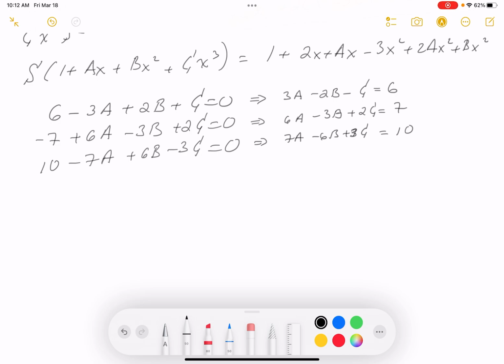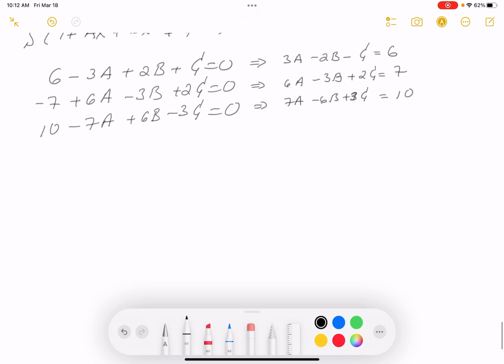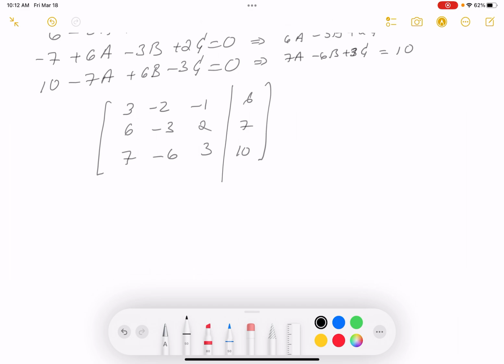All right, I'm going to use an augmented matrix. And it's tough, I'm not saying it's going to be easy for me. The rows are 3, minus 2, minus 1, 6; 6, minus 3, 2, 7; 7, minus 6, 3, 10. All right, let's take a look. I'm going to look for easy things to do.